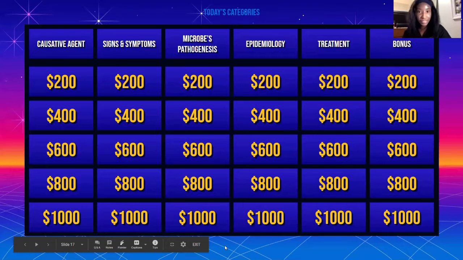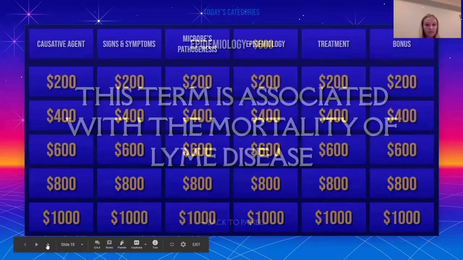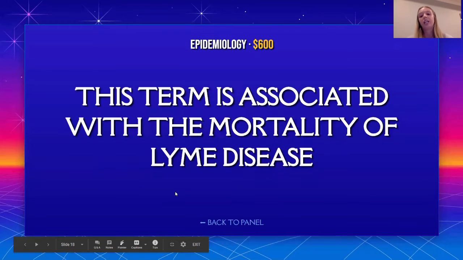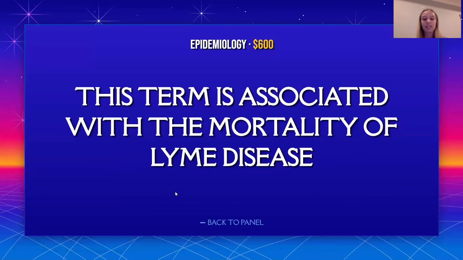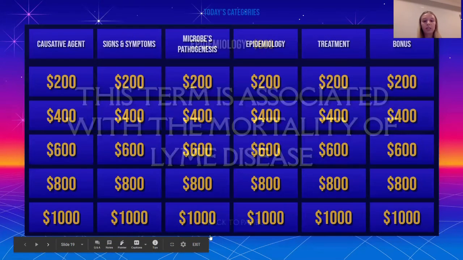All right, I would like to do epidemiology for 600. All right. This term is associated with the mortality of Lyme disease. Reese? What is fatal? That is correct. All right, go ahead and choose our next category, please.